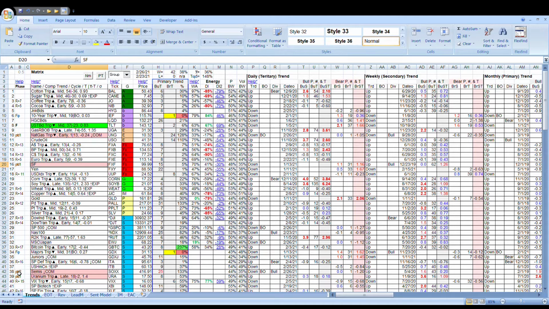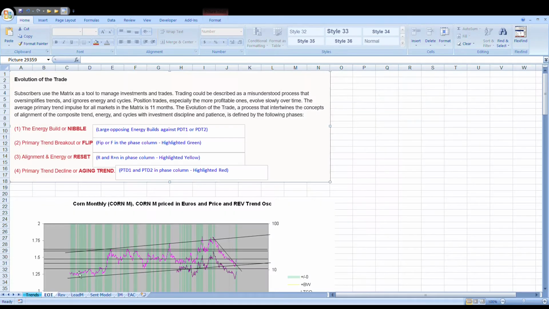Primary trend decline 2 is the most extended of the primary trend decline phases. They're the ideal candidates to look for opposing energy builds against the primary trend. I'll try to use an example. Maybe we'll see natural gas has been down for 24 months. If you have a large bullish energy build that opposes that at some point, and it's not quite there yet, it would be a logical candidate for a nibble position.